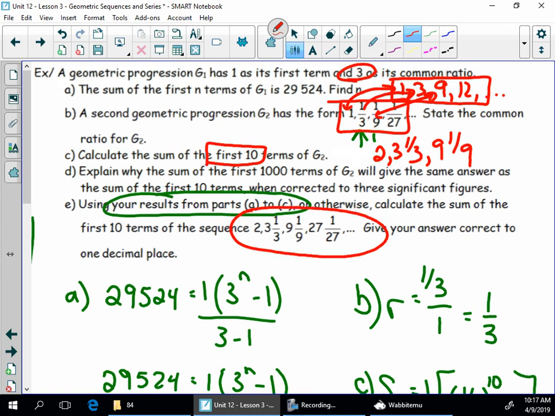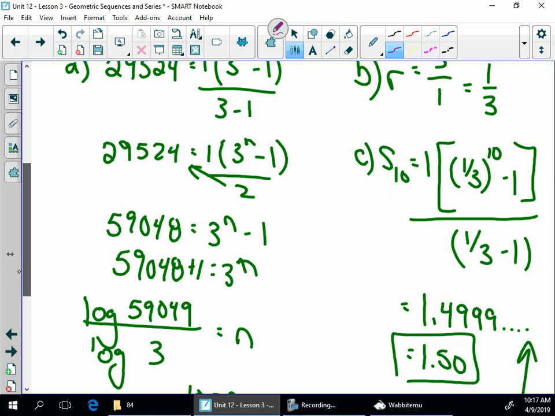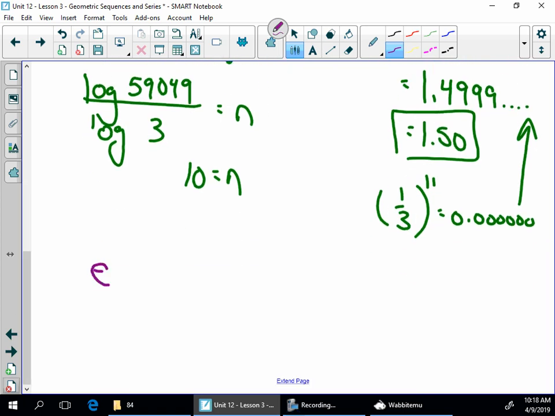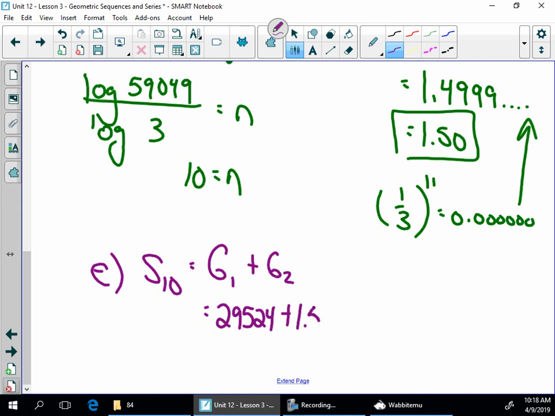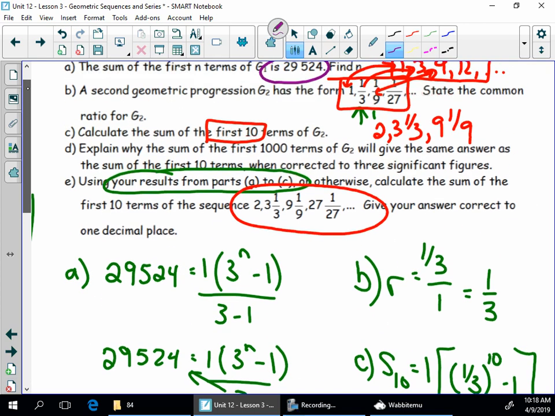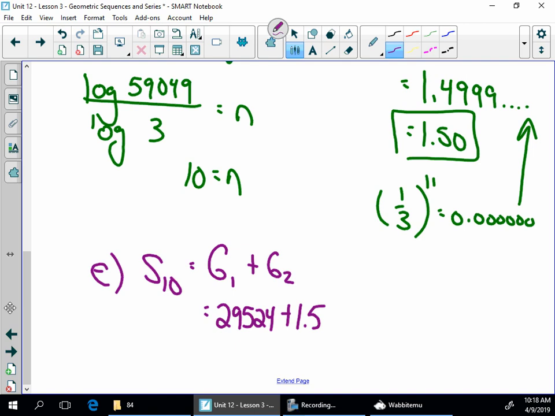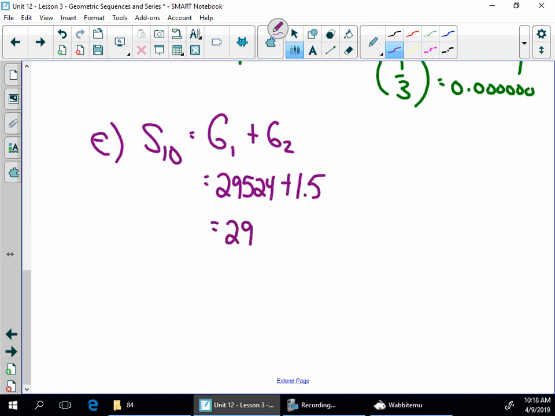So what they want you to do is recognize that part A and C, the sum of the first 10 terms, has already been done for you. We know the sum of the first 10 terms of the first sequence was this. The sum of the 10 terms of the next sequence was 1.5. So in part E, we're looking for actually G1 plus G2, so 29,524 plus 1.5. Just make sure I wrote down that number right. 29,524, yes. Which comes out to 29,525.5.